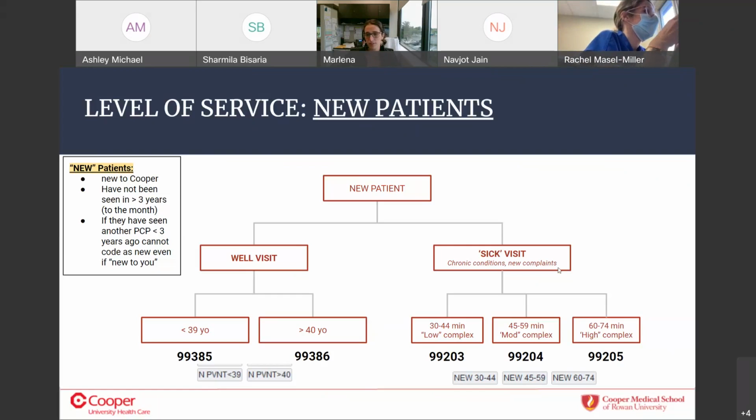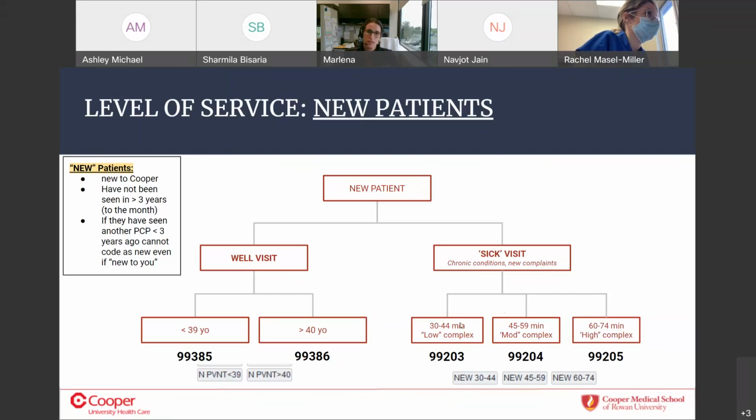So then going to a sick visit, these are patients who come in looking for a new doctor, maybe they haven't seen someone in a few years, or they're switching providers, or they have a new rash they want you to look at, or they have uncontrolled hypertension. So now you're doing a little bit more work. Same thing as we talked about before, you think about low, moderate, and high complexity. And that's where you're doing a 99203, 04, or 05 and clicking off which one.